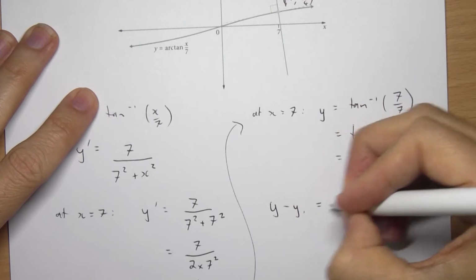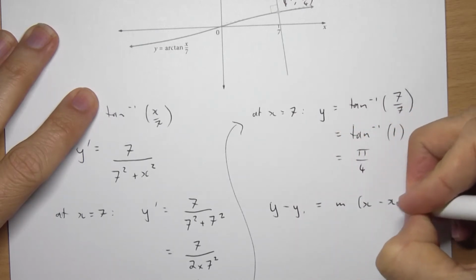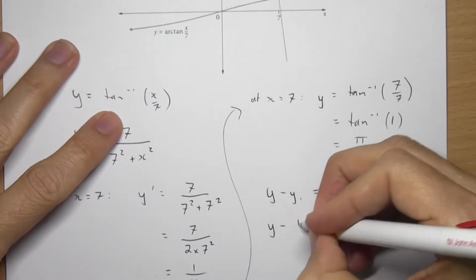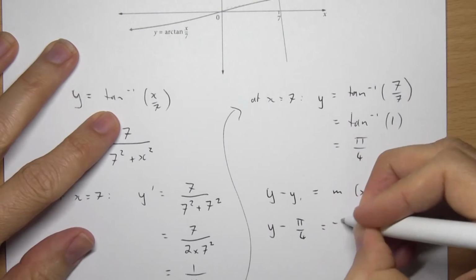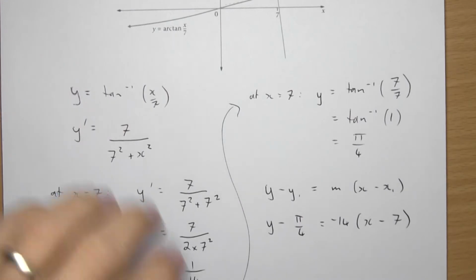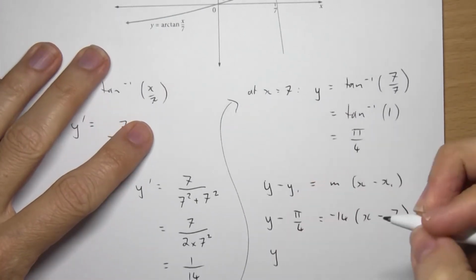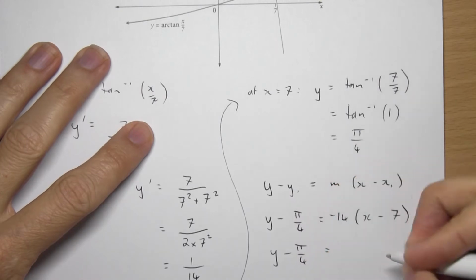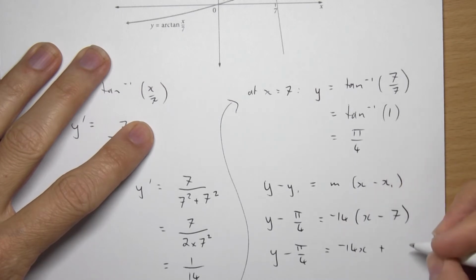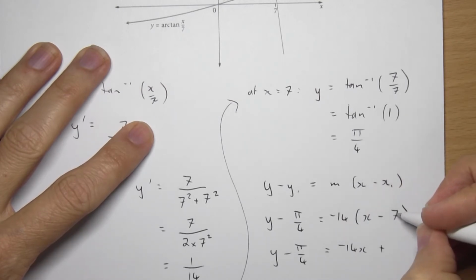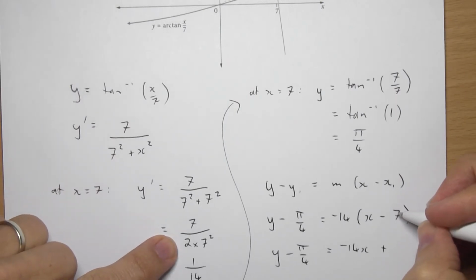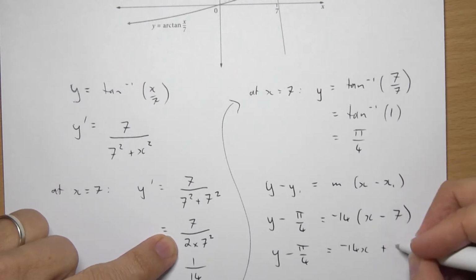y minus y1 equals m times x minus x1. Put in what I know. y minus pi on 4 equals negative 14 times x minus 7. y minus pi on 4 is negative 14x plus 7 times 14. Well, that's 7 times 7 times 2, one of the numbers I was trying to avoid calculating. 7 times 7 times 2 is 2 lots of 49, which is 98.